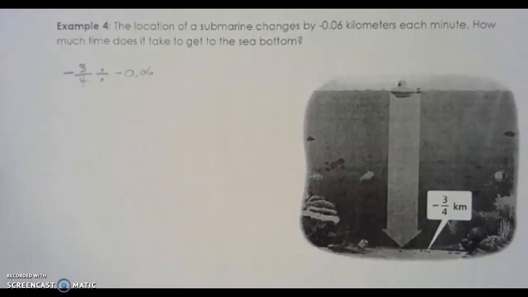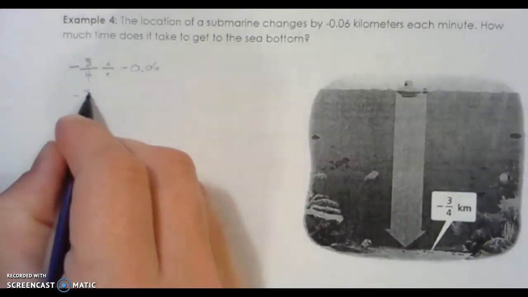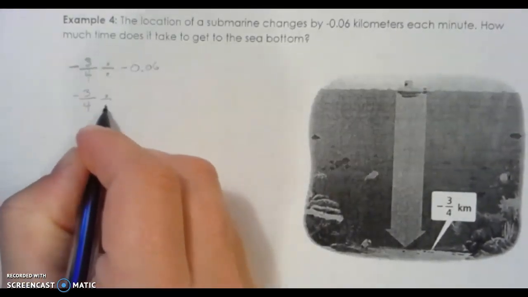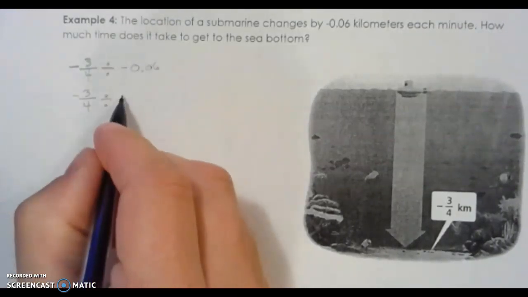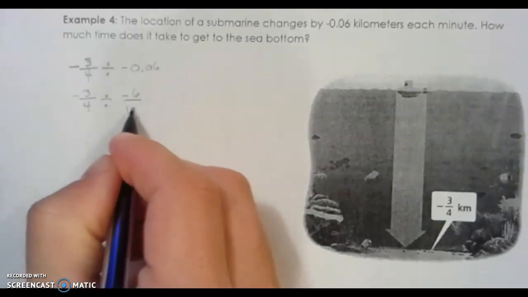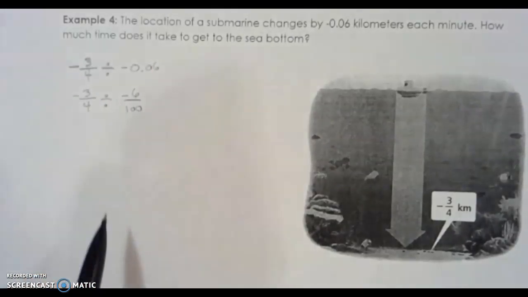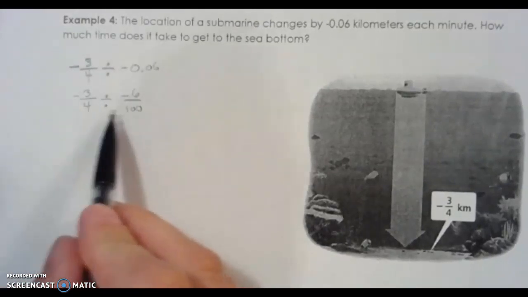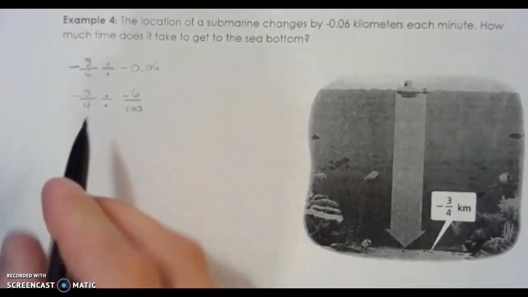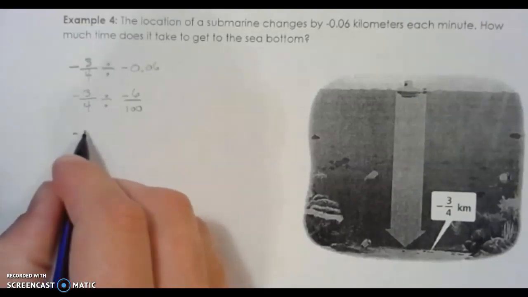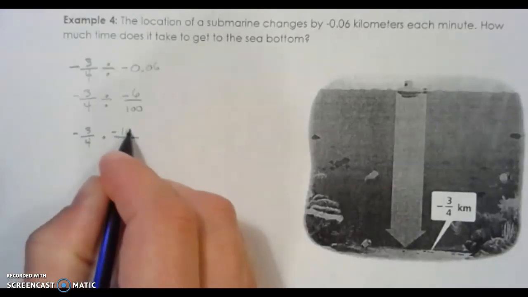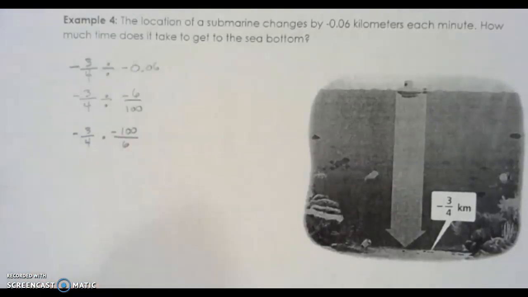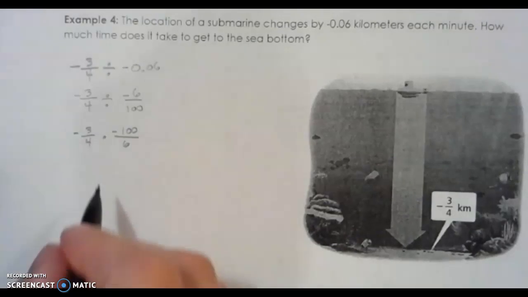So what I'm going to do is rewrite my decimal as a fraction. I'm going to have negative 3/4 divided by, instead of a decimal, a fraction, negative 6/100. And so there's my division problem. They're already single fractions, so now I'm going to multiply by the reciprocal of the second fraction. Negative 3/4 times negative 100/6. Now I'm going to simplify before I multiply.